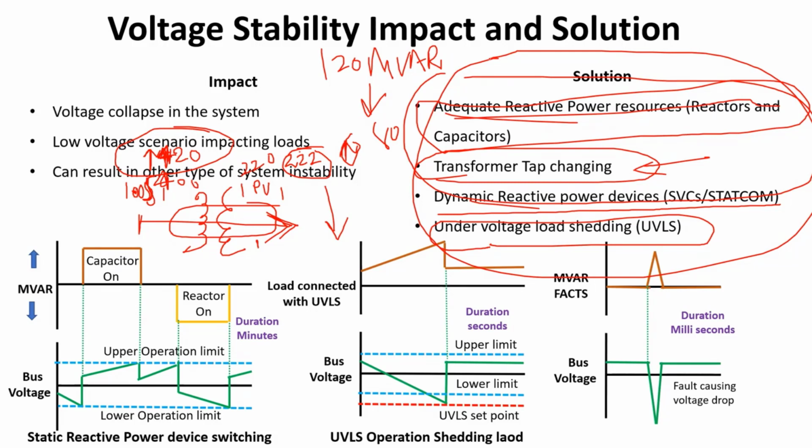So unless you provide them some flexibility, some kind of support or compensation for providing reactive power support to the system as a form of ancillary services, the control is not that flexible. While you have reactors and capacitors in your control, transformer tap changing in your control, SVC and STATCOM in your control, UVLS is in your control, right?